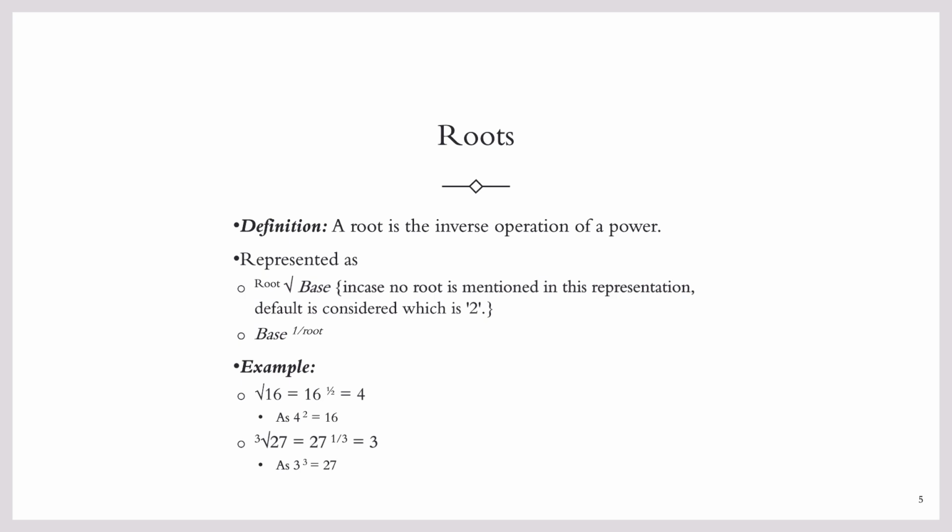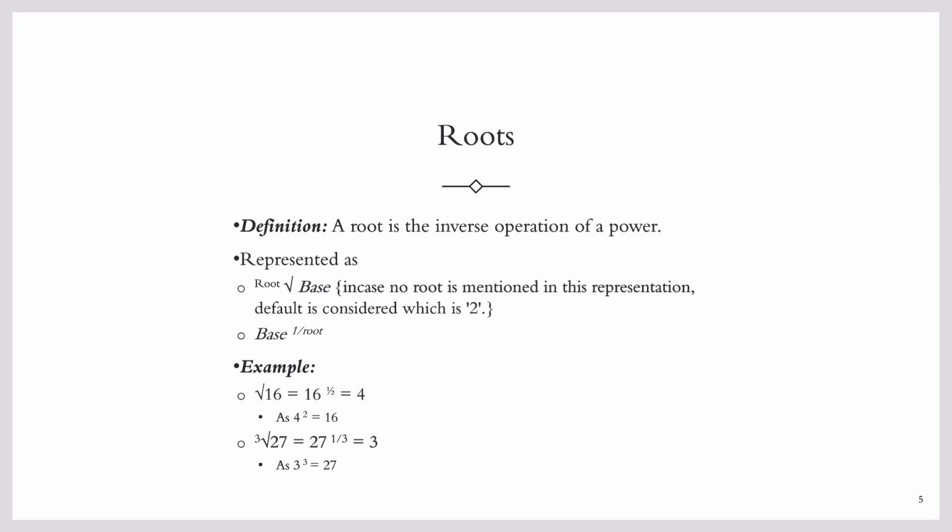A root is the inverse operation of a power. Initially, when we multiply the number by itself 2 times or 3 times to get the power, we are now going the reverse way. It is represented in two distinct forms. The first is to write the root number and then draw the root symbol followed by the base. If no root is mentioned in this representation, the default is considered, which is 2. The other method is to write the base and then 1 over the root as an exponent.